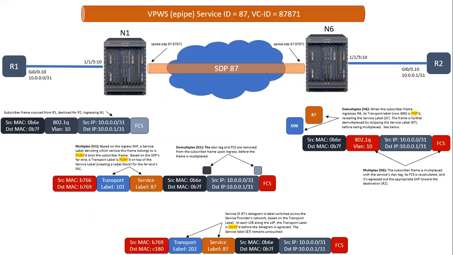So moving on to our first service, which is going to be a virtual private wire service, or an e-pipe. There's a lot going on here, but we're going to step through all of it. So we have a customer, A Incorporated. The customer has two sites, R1, which is located in Los Angeles, and R2, which is located in New York.